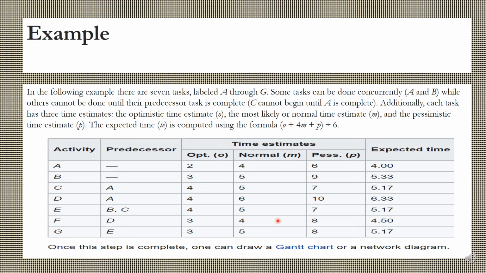Also, each task has 3 time estimates, as you can see: optimistic time, normal or most likely time, and pessimistic time estimate. The expected time is calculated by the formula: optimistic time plus 4 times the normal time plus pessimistic time, divided by 6. Now, once this step is completed, one can draw a Gantt chart or a network diagram with the nodes and arrows.